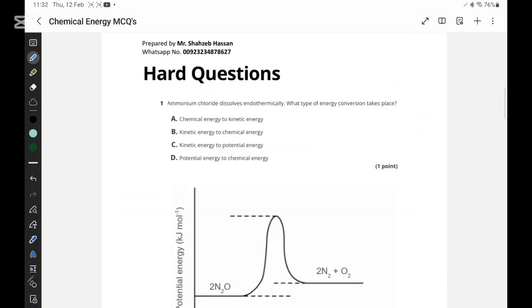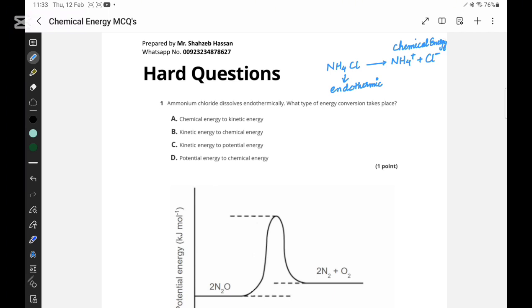In this question they are saying ammonium chloride dissolves endothermically. When ammonium chloride dissolves, it is going to form ammonium ion and chloride ion. So this is an endothermic process. Why? Because bonds have been broken. So you can see heat energy is absorbed in it, and it is basically converting into chemical energy after absorbing heat.